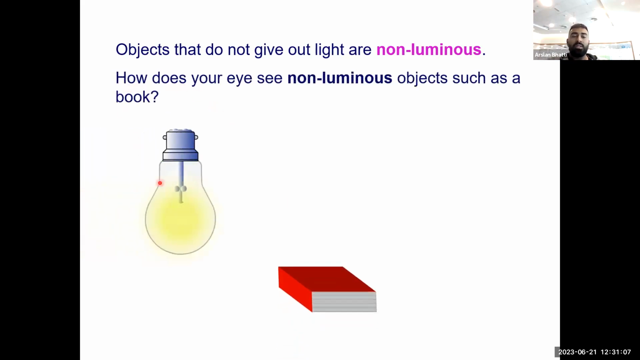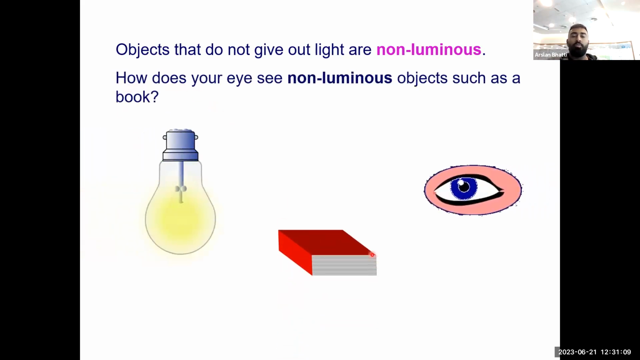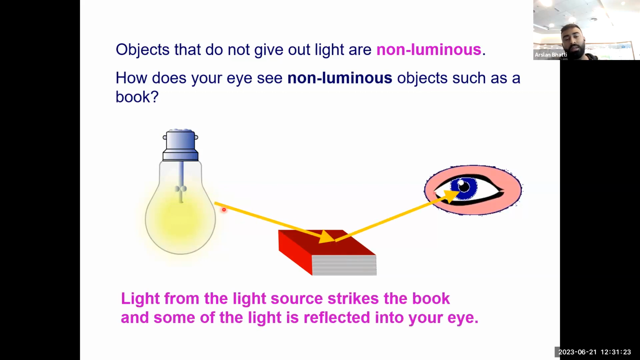So how are we going to see a non-luminous object such as this red book? Well, what happens is light is going to travel in straight lines again. So you need to make sure you use a ruler, and you need to make sure you show arrows to indicate the direction the light is traveling in. And light is going to hit the book, reflect off the book, and go into your eye. So this is how you see the book.